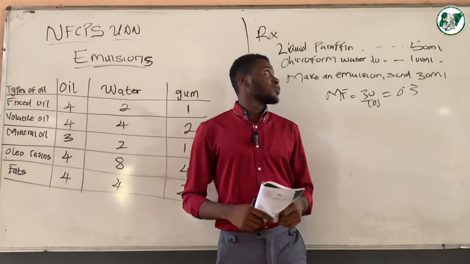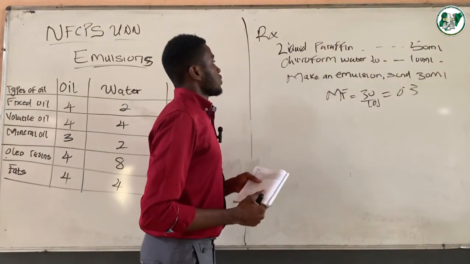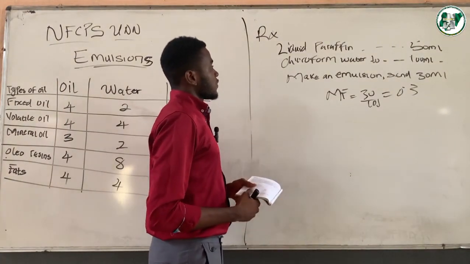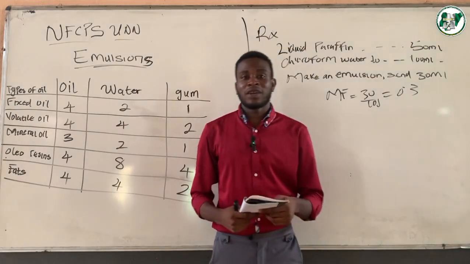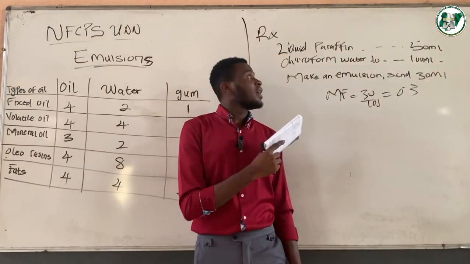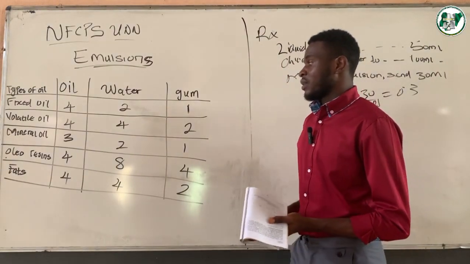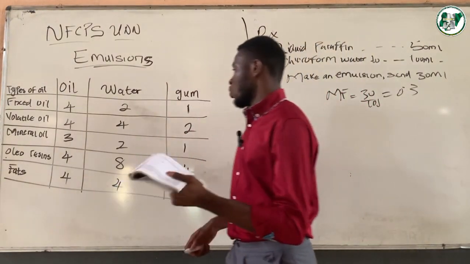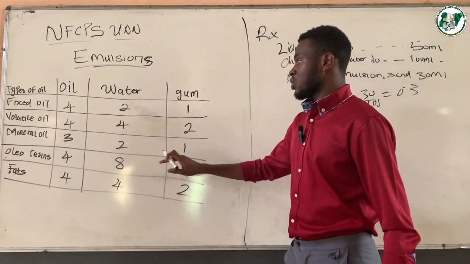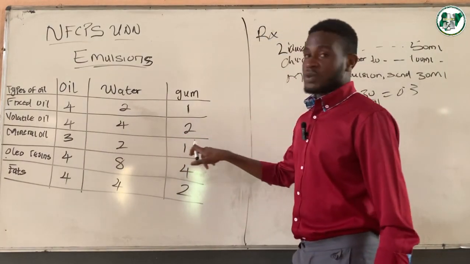Now, in this next question, we're going to be making an emulsion. Remember what I also told you in the previous video, it's important that you know the type of oil that is going to be used. Now, this liquid paraffin is a type of mineral oil. According to the ratios we have here, for mineral oil we are using 3:1 for the oil:water:gum ratio. Oil:water:gum, it's going to be 3:1.